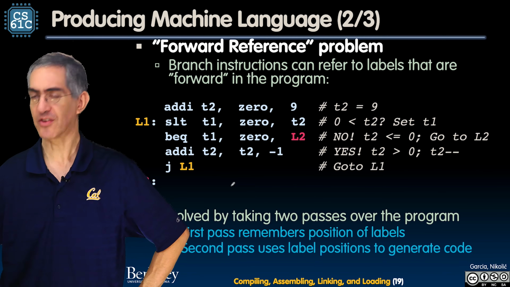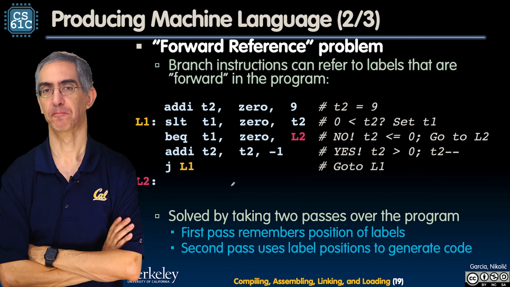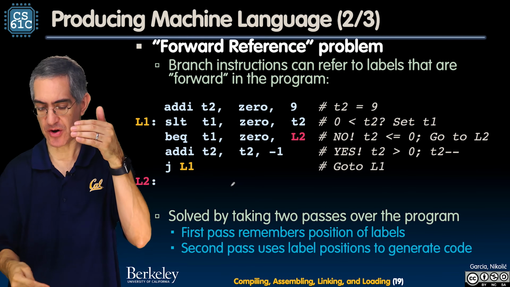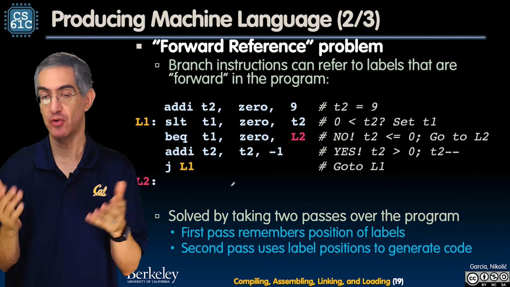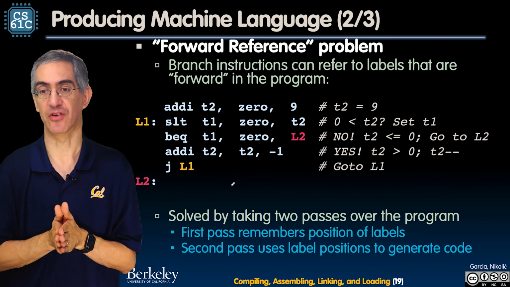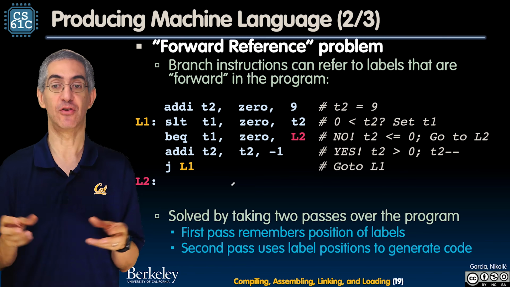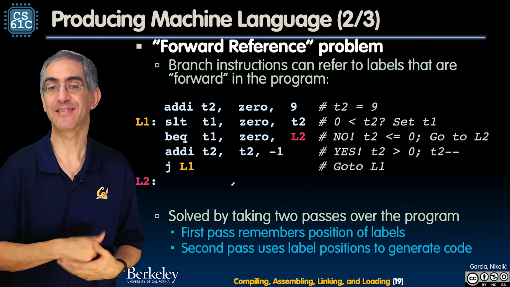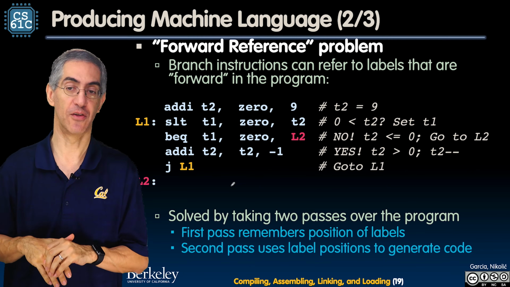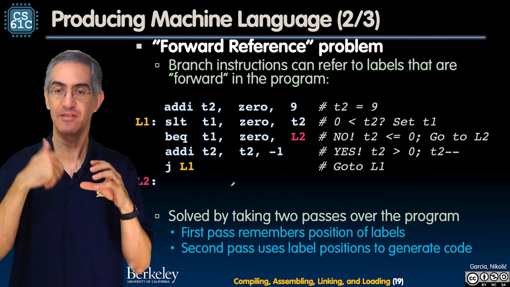This is one of the challenges we have. What if I'm branching forward? Well, that's nice. You should be able to branch anywhere, right? I should be able to go here and branch there and branch there. If I had a go to, that's a different thing. But the point is, I want to do a branch here, and I have a label. But what if? Here's this piece of code that says, set T2 to 9. If T2 is greater than 0, it's set less than. And if T2 is less than or equal to 0, go to L2. Otherwise, I subtract 1 from T2 and then jump back to L1. So this is a little loop that does something.